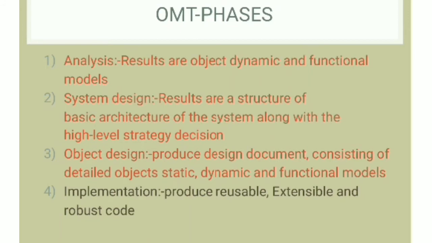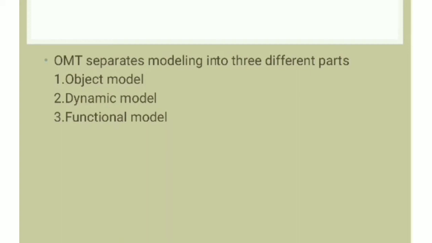The last phase is the implementation phase. It is similar to the construction phase of SDLC, where we produce actual code and the construction starts. So it produces reusable, extensible and robust code. OMT separates modeling into three parts. First is the object model, second is the dynamic model, and third is the functional model.